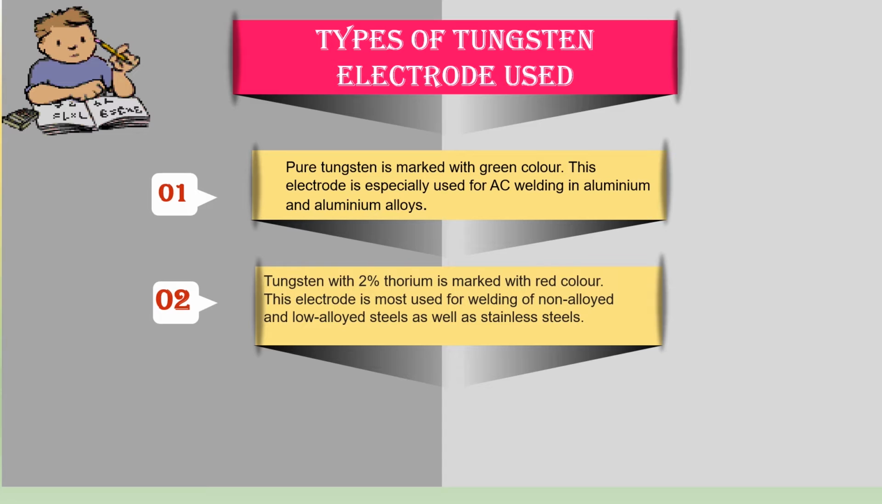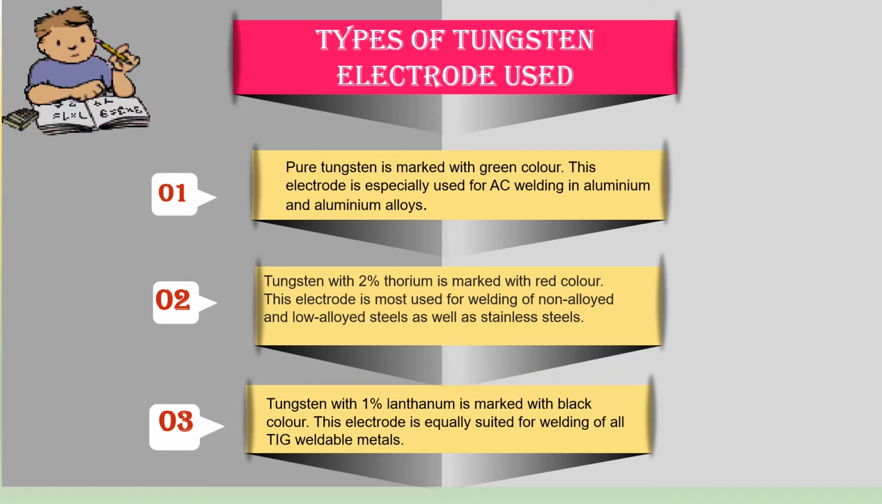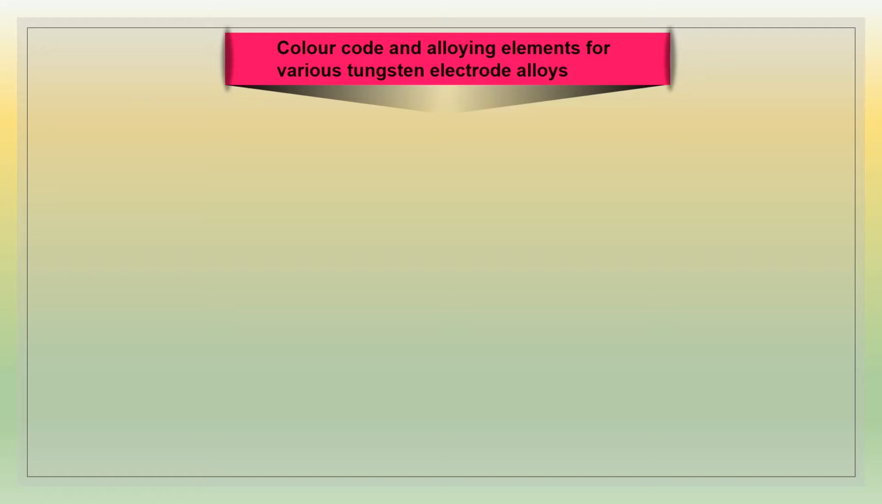Number 2. Tungsten with 2% thorium is marked with red color. This electrode is most used for welding of non-alloyed and low-alloyed steels as well as stainless steels. Number 3. Tungsten with 1% lanthanum is marked with black color. This electrode is equally suited for welding of all tungsten inert gas weldable metals. Color code and alloying elements for various tungsten electrode alloys are shown in the table below.